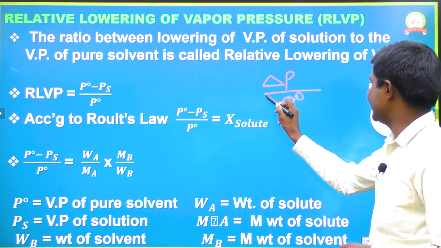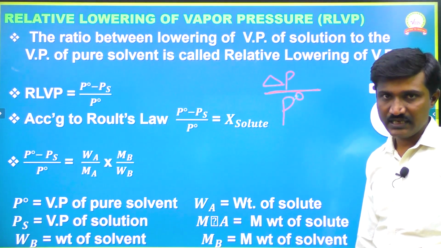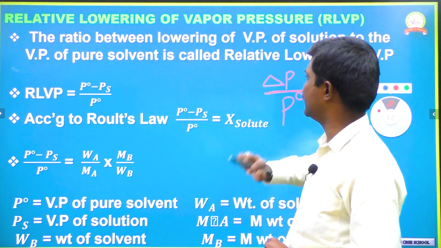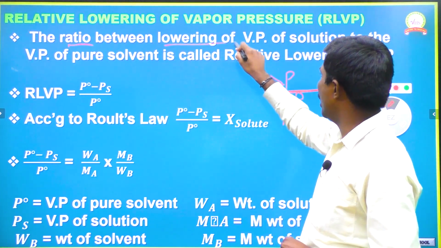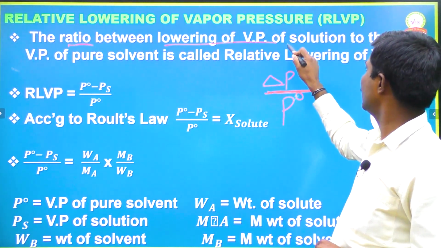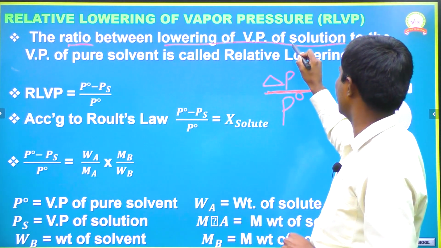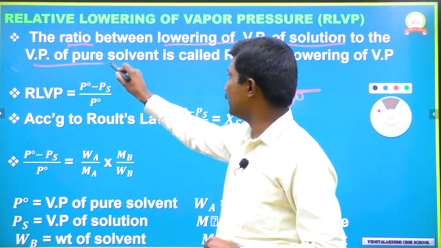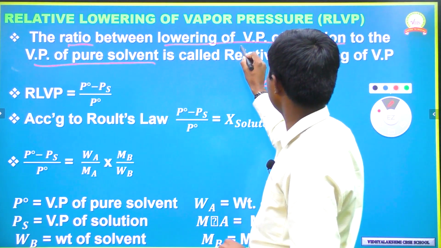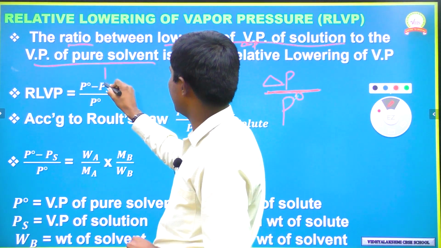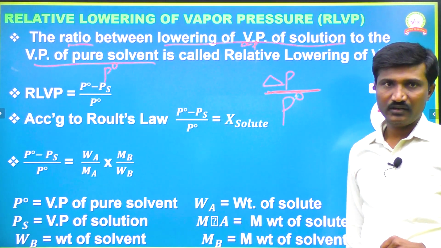Since it is a ratio between the lowering of vapor pressure and the vapor pressure of pure solvent, we can define the relative lowering of vapor pressure as the ratio between the lowering of vapor pressure delta P of the solution and the vapor pressure of pure solvent P0. That ratio we call relative lowering of vapor pressure.